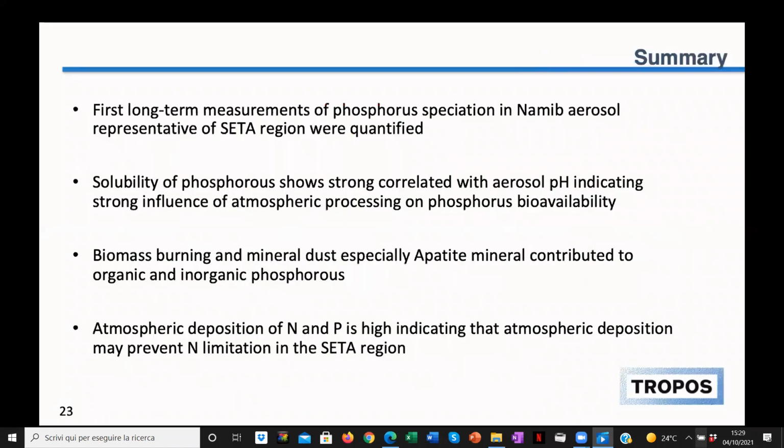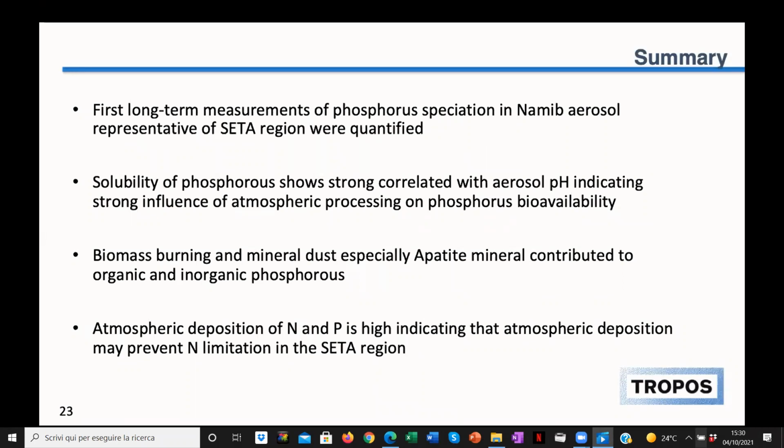So with this, I hope I've been able to show you the first long-term measurements of phosphorus speciation in dynamic aerosol particles, which is representative of the contribution of mineral dust to the southeastern tropical Atlantic, and that the solubility of phosphorus in this region depends on the acidity and is also influenced by biomass burning.